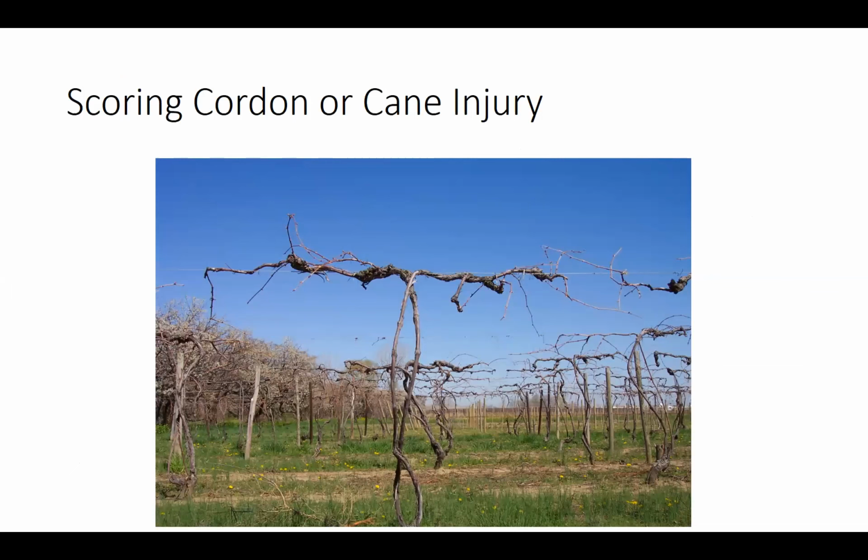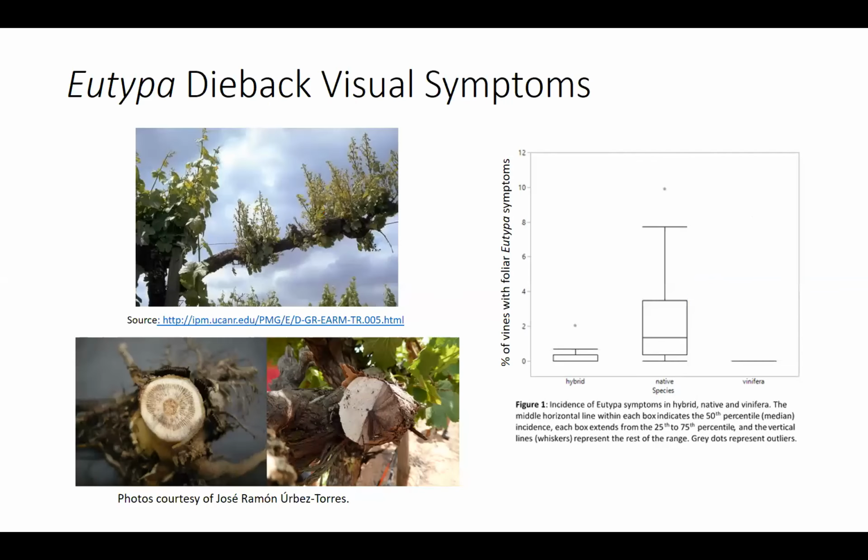So here's how we scored the cordon or cane injury. We categorized it for each vine visually as 0, 25, 50, 75%, or 100% injury, leading to shoot reduction and cluster reduction, and the assumption that the amount missing would be proportional to yield in that vineyard. Okay, so I'm going to start with the type of dieback.